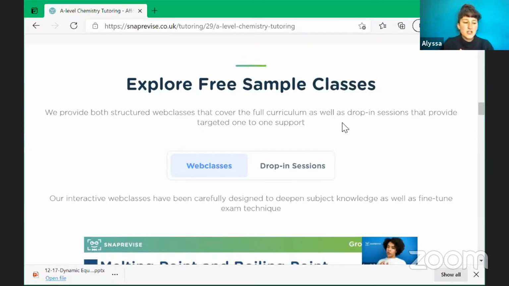Maya, in answer to your question, we wouldn't mark personal work, but you could submit an exam question for a drop-in session, and then we would go through it together. So we wouldn't be marking personal work, but we could go through questions with you in a drop-in session if you were part of our service, but we wouldn't mark specific questions.